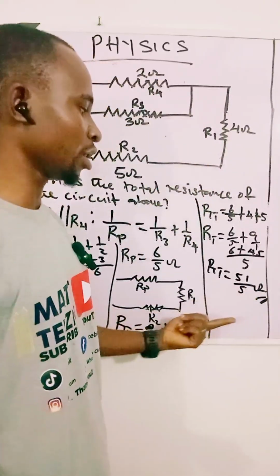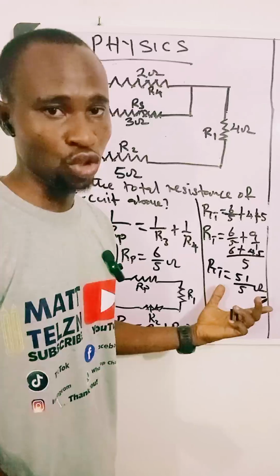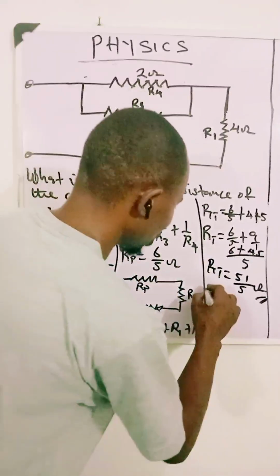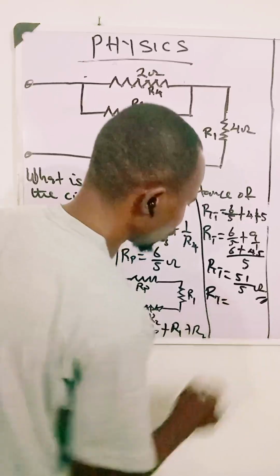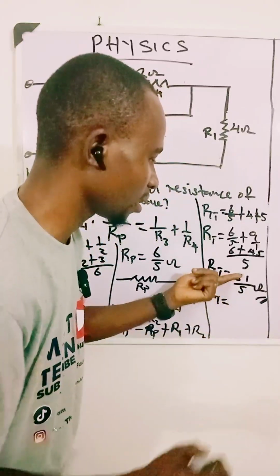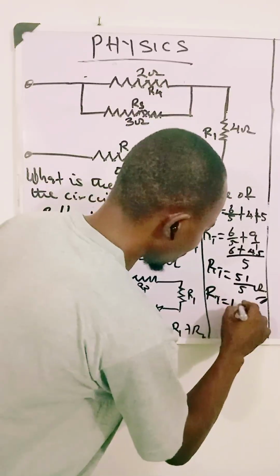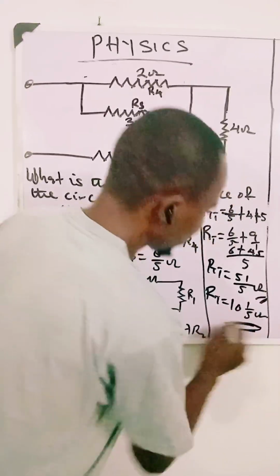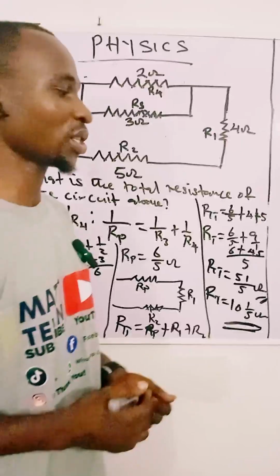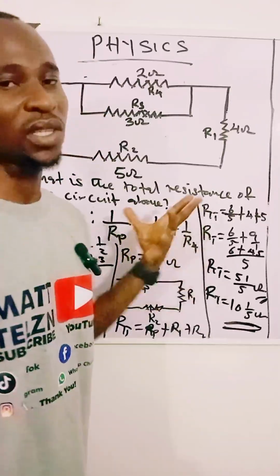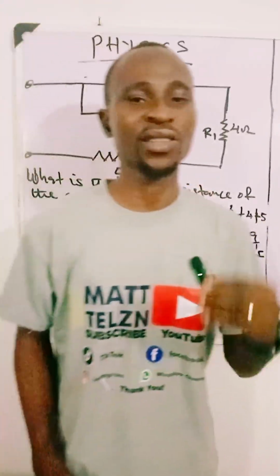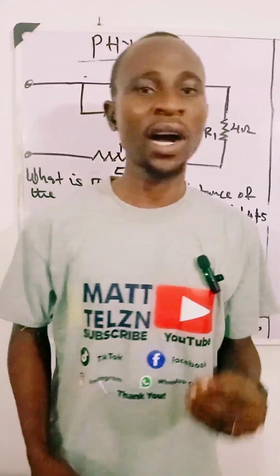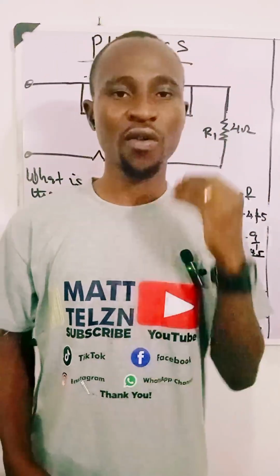Now this is an improper fraction. Okay, next thing I'll change it to a mixed fraction, which is my R total now is going to be 5 divided into 51. I'm going to have 10 whole number 1 over 5 ohms. You see, very simple. Okay, you just apply the principle of a series circuit and a parallel circuit. Just be mindful of how you are going to perform your fraction.